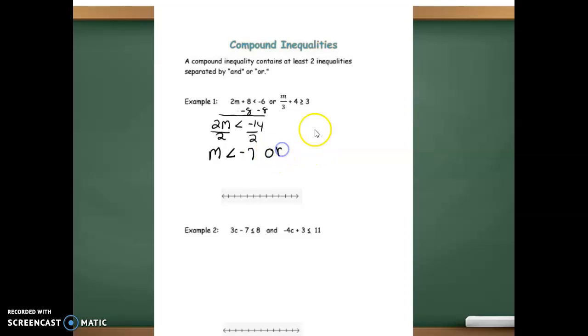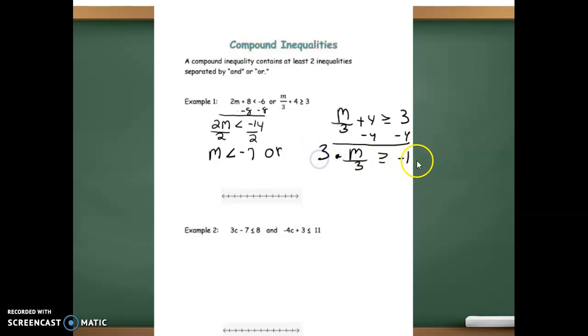Or, now let's go ahead and figure out this one. For this one, remember what we talked about when we have a fraction first? That's what we're trying to get rid of to get the variable by itself. So let's get rid of the 4 first. Wouldn't that make sense? All right. Then we're going to get negative 1. Now we're going to multiply by 3, right? So m is greater than or equal to negative 3.